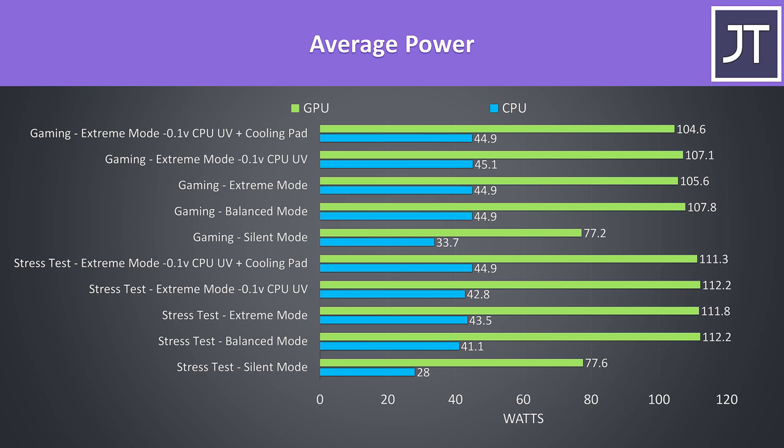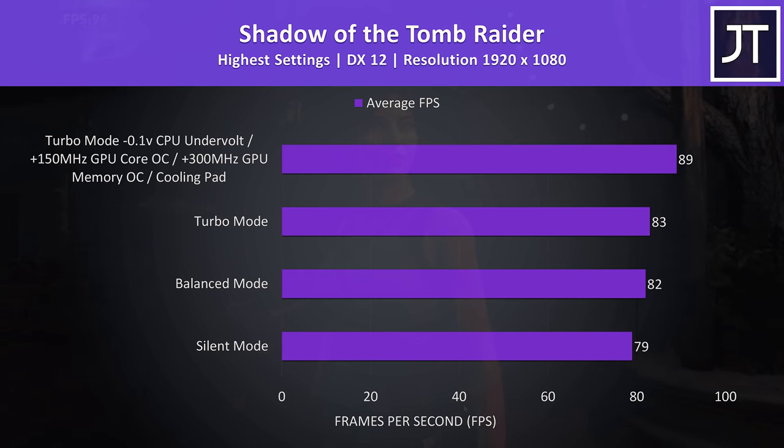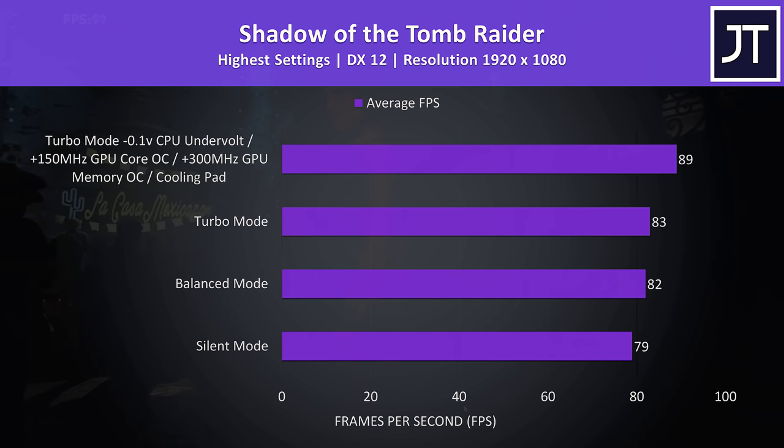Interestingly, the GPU wasn't constantly running at its full 115 watt limit, though it would spike to it, and on average, it wasn't far behind. Here's how an actual game performs with these different modes in use. So even the lowest silent mode still does quite well here comparatively. While overclocking the GPU, undervolting the CPU, and using a cooling pad got us a 7% boost.